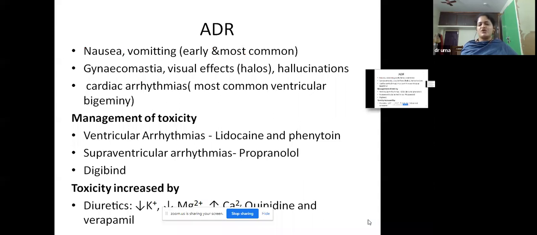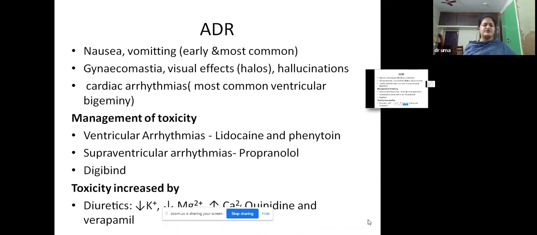The most common adverse effect is nausea and vomiting, which is also the early occurring adverse effect. And others are gynecomastia, visual effects, xanthopsia, yellow vision, and hallucination. And the most common cardiac side effect is cardiac arrhythmias. And the most common cardiac arrhythmia is ventricular bigeminy.